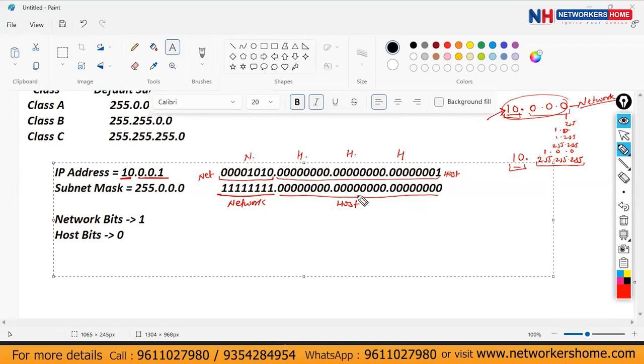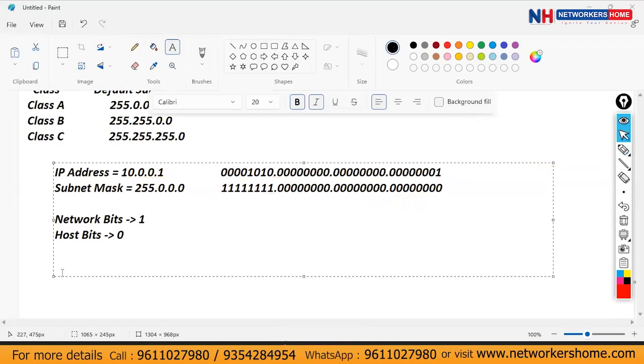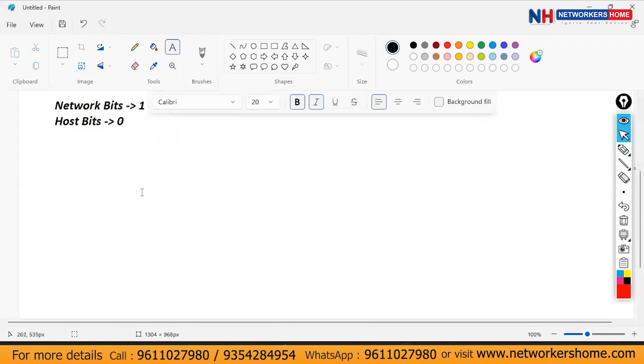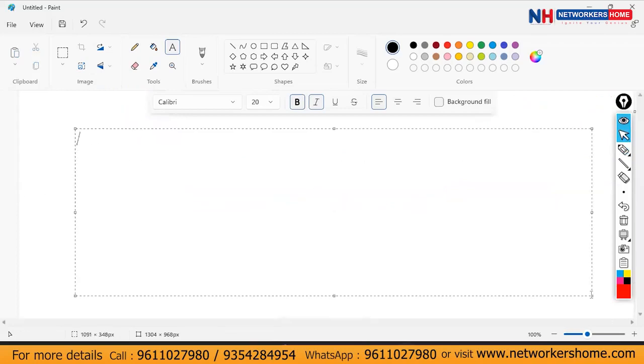Again, let me give you an example of class C. For easy understanding, then we'll come back to class A and B. Same calculation, let's do class C first. So I'm writing an address, 192.168.0.1, simple, and the default subnet mask 255.255.255.0. Now if I write this in binary, 192 is 11000000, and 168 will be 128+32+8. This will be the value for 168.